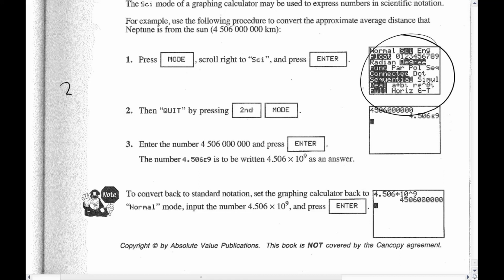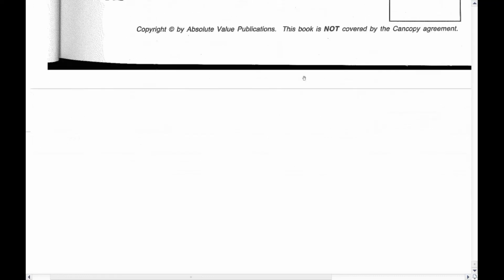You can always say like 3 and then go multiplied by 10 to the power of 4. And that little hat button is your exponent. There are quicker ways to do it, but each calculator is a little bit different, so we'll go over them together in class. Cool.